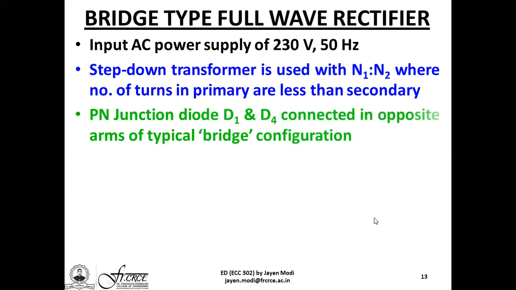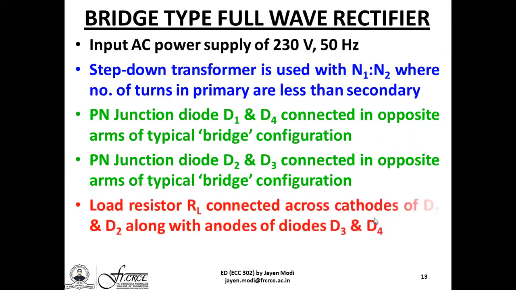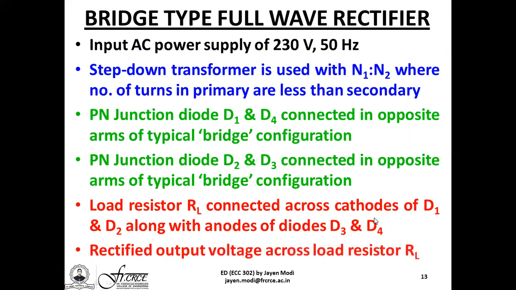We have PN junction diodes D1 and D4 connected in opposite arms of a typical bridge configuration, which is also applicable to PN junction diodes D2 and D3 because as per the circuit diagram, both were connected once again in opposite arms of a typical bridge configuration. The load RL is connected across the cathodes of D1 and D2 and the anodes of D3 and D4. This particular load RL is across which we are able to obtain the rectified DC output voltage.